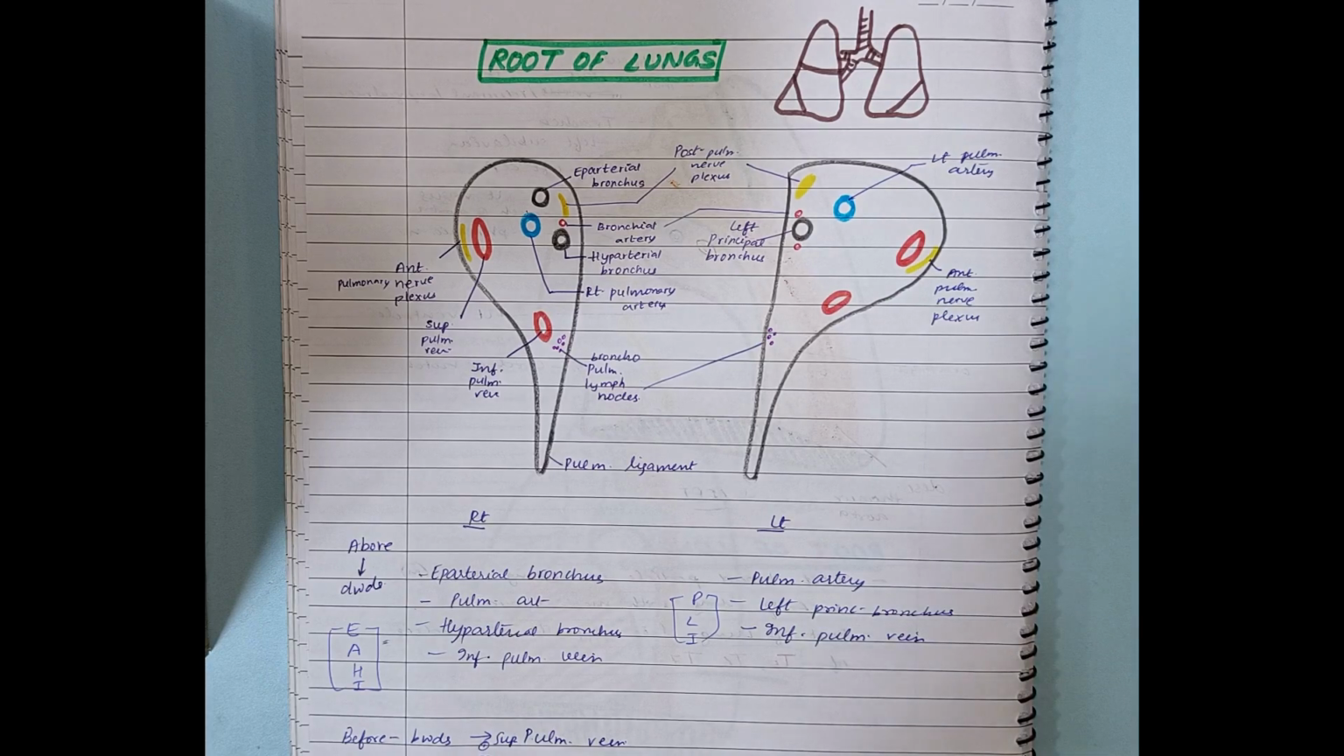Hello everybody. This is part 2 of the gross anatomy of the lungs. In this video we'll be talking about the root of the lungs. This is a very important question in your university examinations. The root of the lungs, also known as the hilum of the lung, is basically a short broad pedicle which connects the medial surface of the lung to the mediastinum. It lies opposite to the T5, T6 and T7 thoracic vertebra.